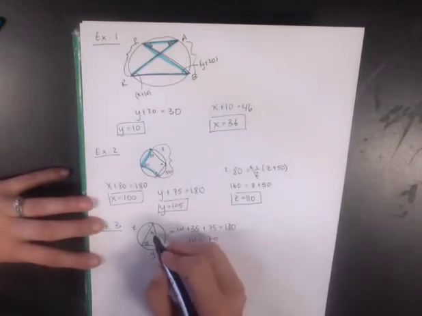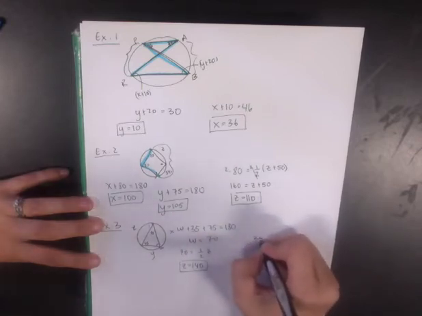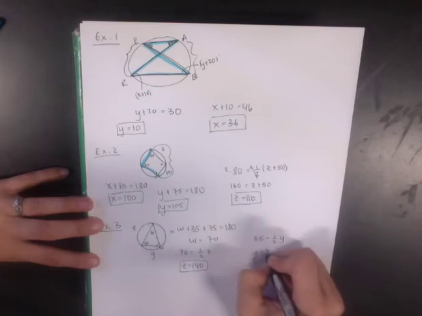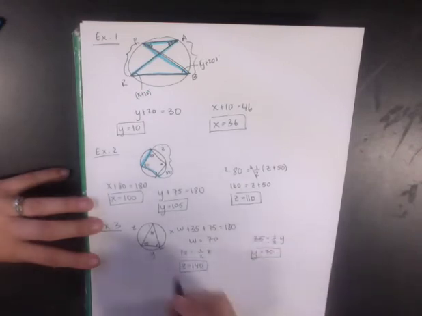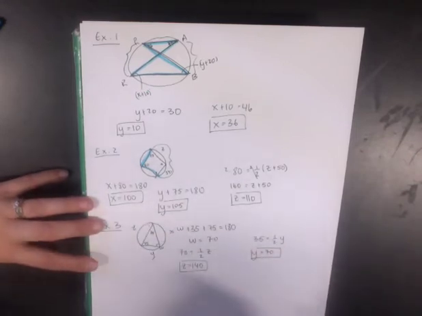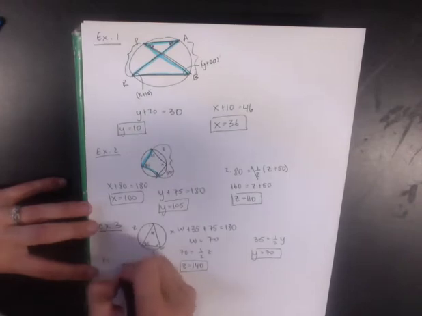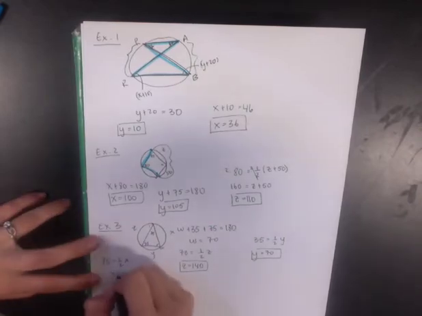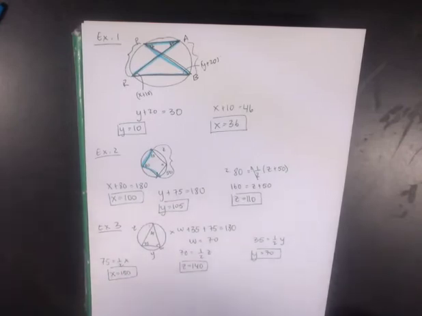Y is the arc to this inscribed angle of 35. So 35 is 1/2 of y. So y is 70. And x is the arc to this inscribed angle. So 75 is 1/2 of x. So x is 150. Okay?